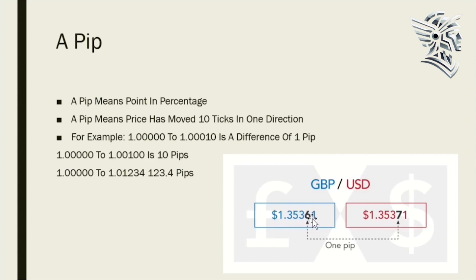If it was 0.0001, it'd be 0.1 pip. If it was 0.001, it'd be 10 pips, and on from there.